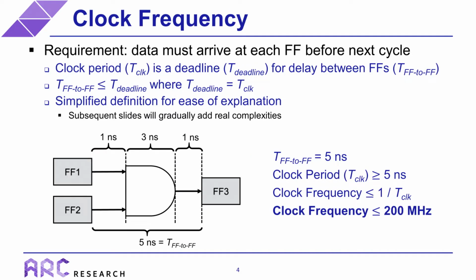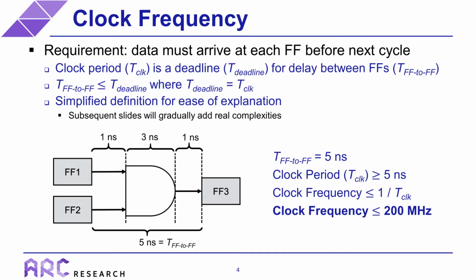The first thing you need to understand before doing any kind of timing optimization is how clock frequencies and periods are determined. So for any set of connected flip-flops, data must arrive at each flip-flop before the next clock cycle. This means that the clock period essentially acts as a deadline for the delay that can occur between flip-flops. So we'll call this clock period T sub clock, we'll call the deadline T sub deadline, and the delay between flip-flops T sub flip-flop to flip-flop.